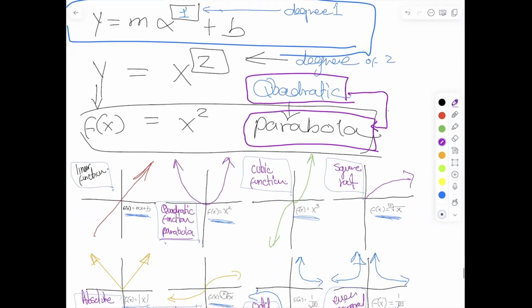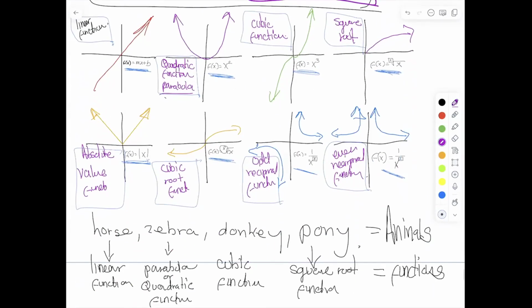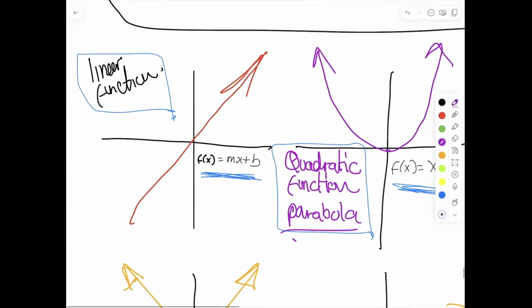And I said to you, we're going to go to the zoo and we're going to learn about the horse, the zebra, the donkey, and the pony. They're all animals. And because they're all animals, it's the same thing as saying linear function, parabola, cubic, square root, right? They're all functions. Just because they're all functions doesn't mean they look the same and they don't have the same equations. So our first example was the linear function.